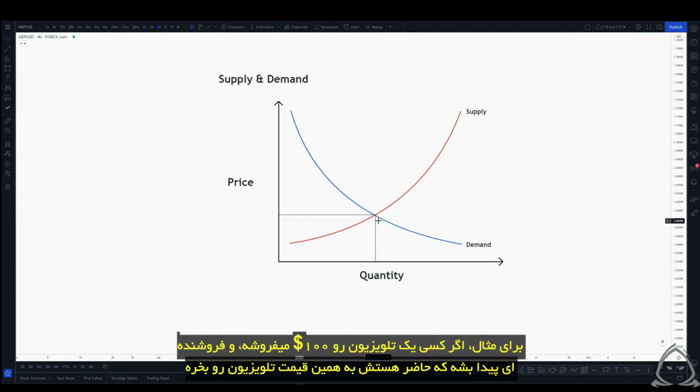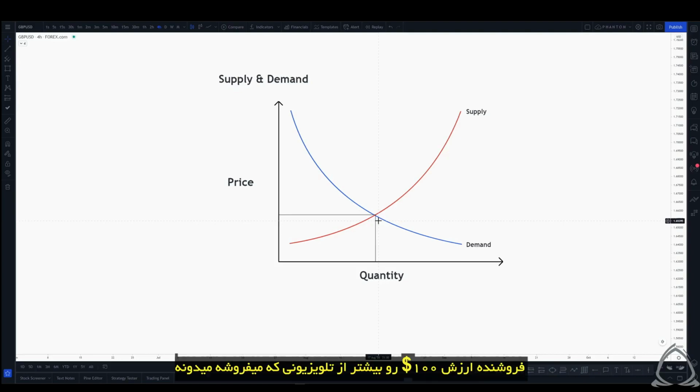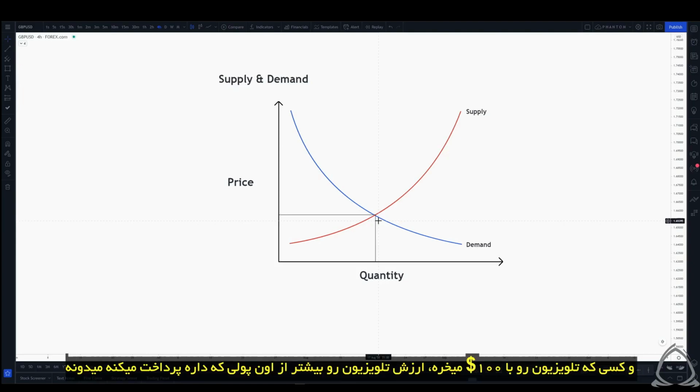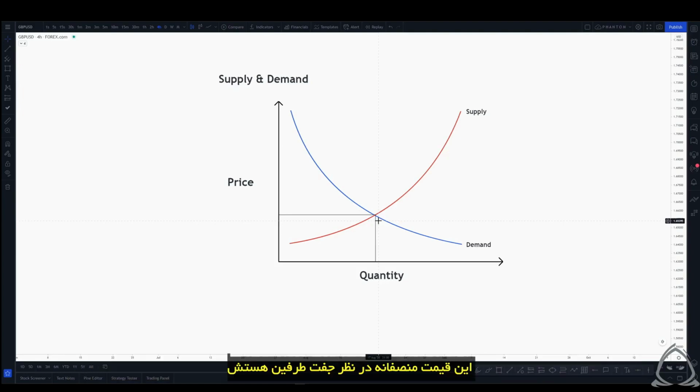So for example, if someone is selling a TV for $100 and they found a buyer that's willing to buy that TV for $100, the seller values that $100 more than the TV they're selling. And the person willing to buy the TV for $100 values the TV more than the $100 that they're willing to give for that TV. That's fair value in price for both parties. And as a result, the TV is sold and both parties walk away happy.